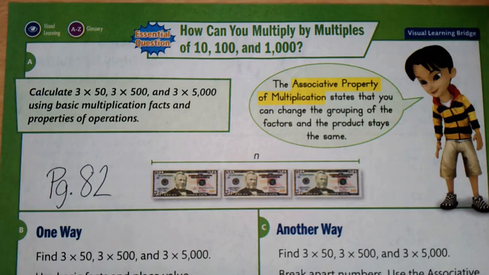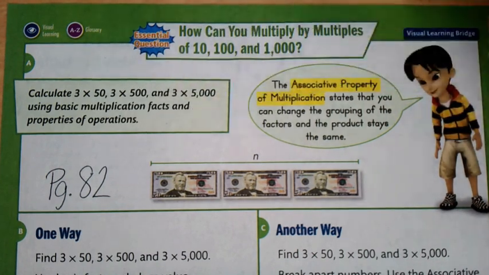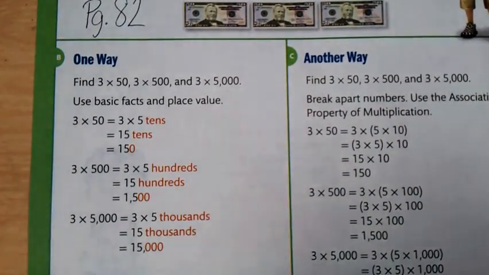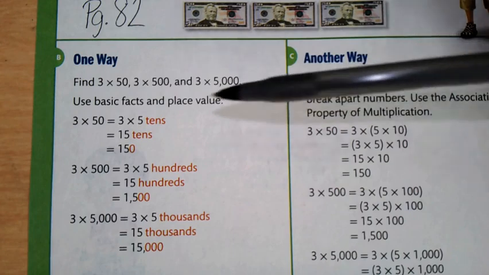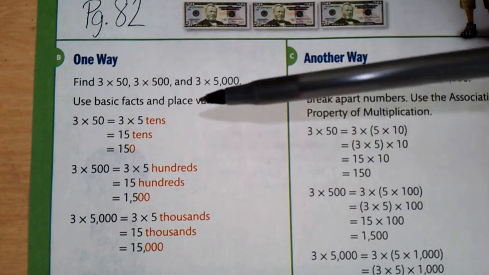All right, so let's go ahead and check this out. So we want to figure out 3 times 50, 3 times 500, and 3 times 5,000. So we're going to come down here to our first way. One way to find those three multiplications is to use basic facts and place values. So what does that mean?